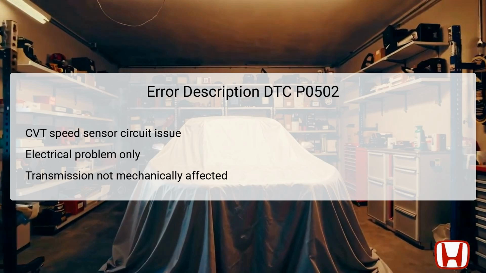The CVT speed sensor plays a vital role in gathering data regarding the vehicle's speed and relaying this information to the PCM. Essentially, the sensor helps to ensure the smooth operation of the transmission system by providing accurate data that assists in shifting operations. When a circuit error, such as an open or short, occurs, the system cannot receive the necessary input, which leads to this DTC being triggered.